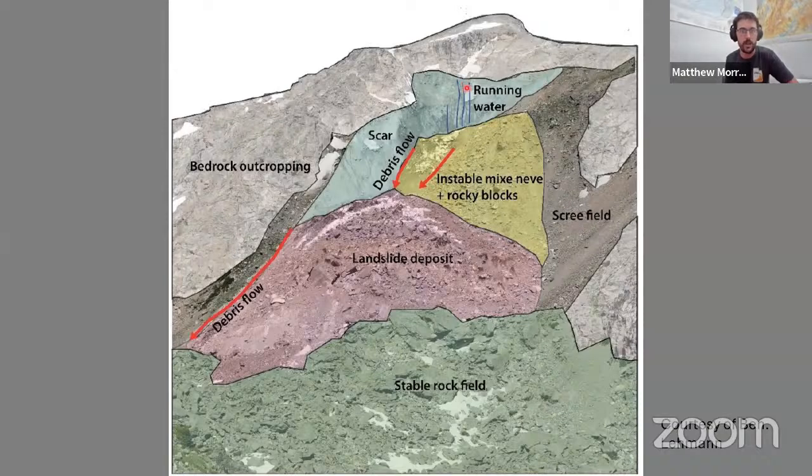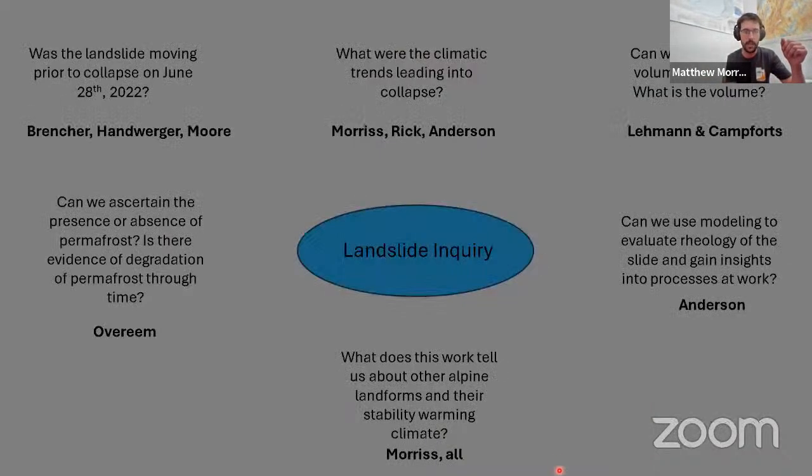For instance, there's a lot of snow, but also a lot of running water over what looked like a dipping or foliation plane in the bedrock. And this really brought on a series of questions that as a group, we came together in a bunch of Zoom meetings to discuss. And this sort of started as a general landslide inquiry.